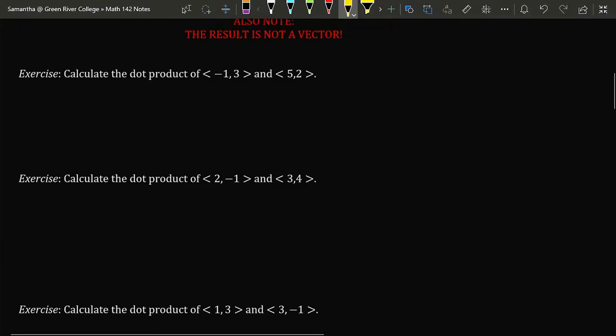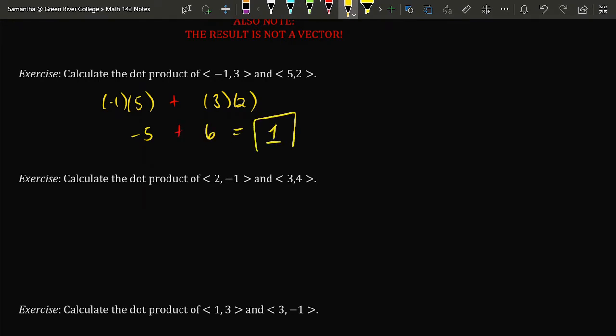To give you several examples, let's calculate the dot product of <-1, 3> and <5, 2>. To do that, I'm going to take the product of the two x's and the product of the two y's, and then I'm going to add those two numbers together. So this will be equal to -5 plus 6, the result being the number +1.